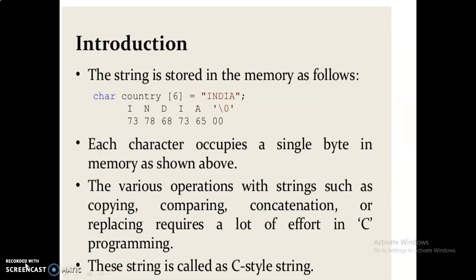The string is stored in the memory as follows. For example, char country, the variable name is country, and the size of the array is 6. Within the double quotes, the value India is given. The end of the string here is with the \0. So each character occupies a single byte in the memory as shown above. The various operations with strings such as copying, comparing, concatenation, or replacing require a lot of effort in C programming. These strings are called C style strings.